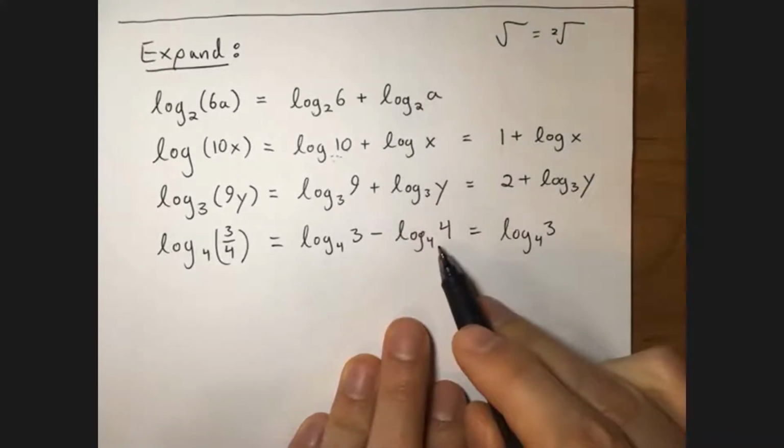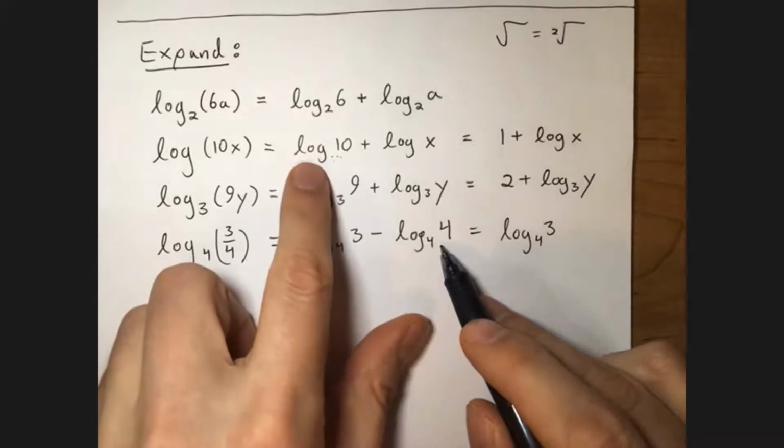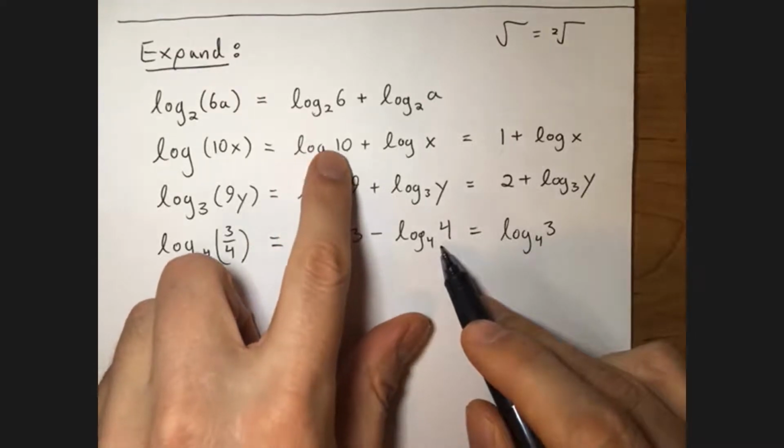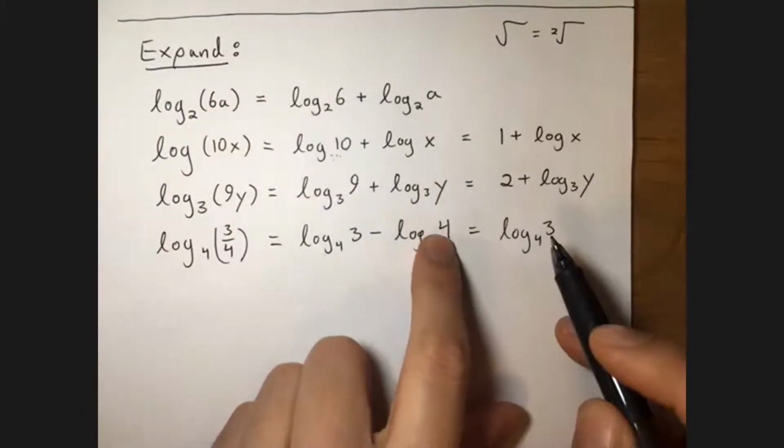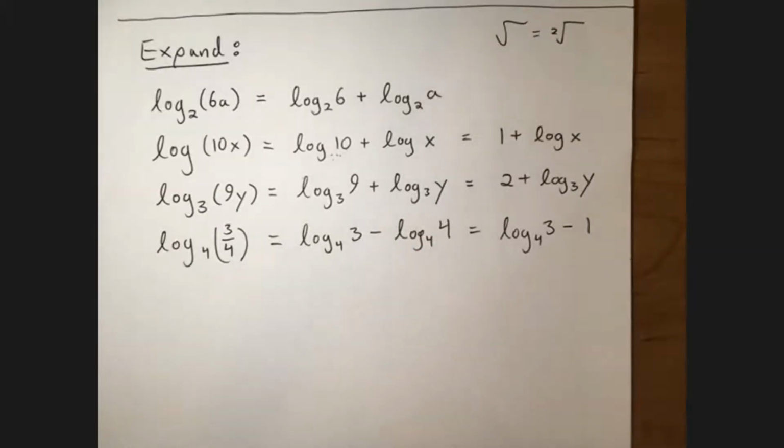But I can do this one, right? Just like this. Log base b of b is 1, right? So log base 4 of 4 is 1. So I can write it like this. So that's how you use the quotient rule.